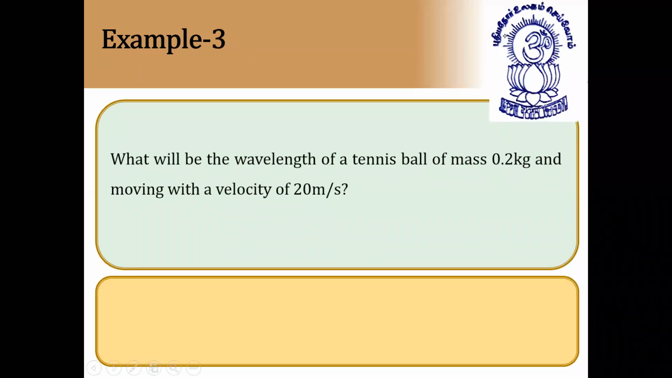Next question. What will be the wavelength of the tennis ball of mass 0.2 kg and moving with velocity of 20 meters per second? Straight question it is. They have given mass into velocity. So straight away, lambda is equal to h by mv, where h is called Planck's constant, that is 6.625 × 10^-34, and mass is given 0.2 kg. So all are in SI system only. So no need to change any unit. Straight away you can get the answer.